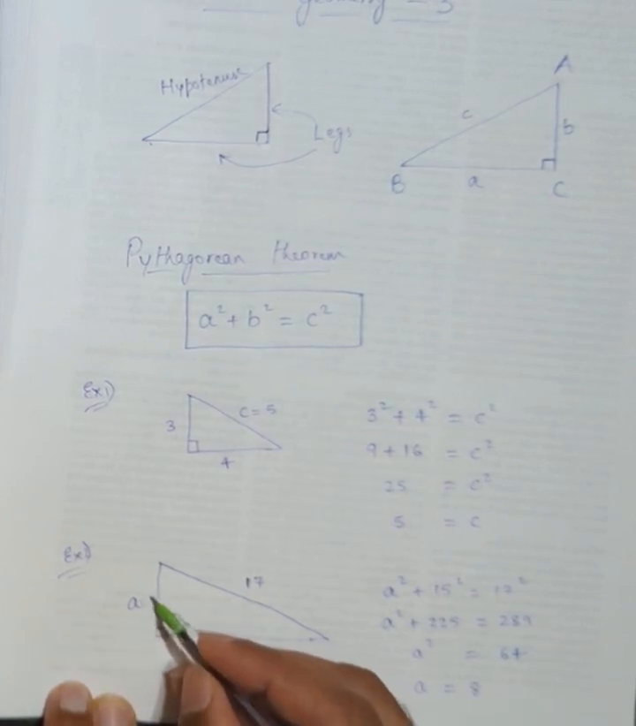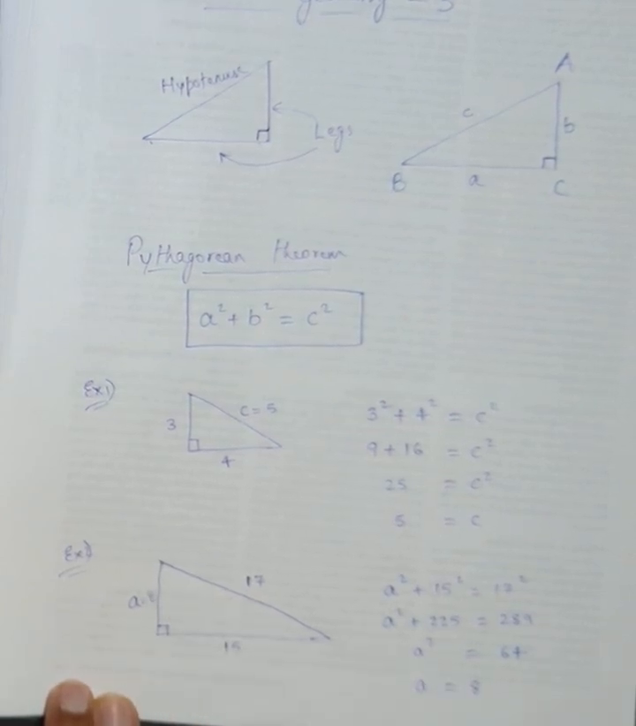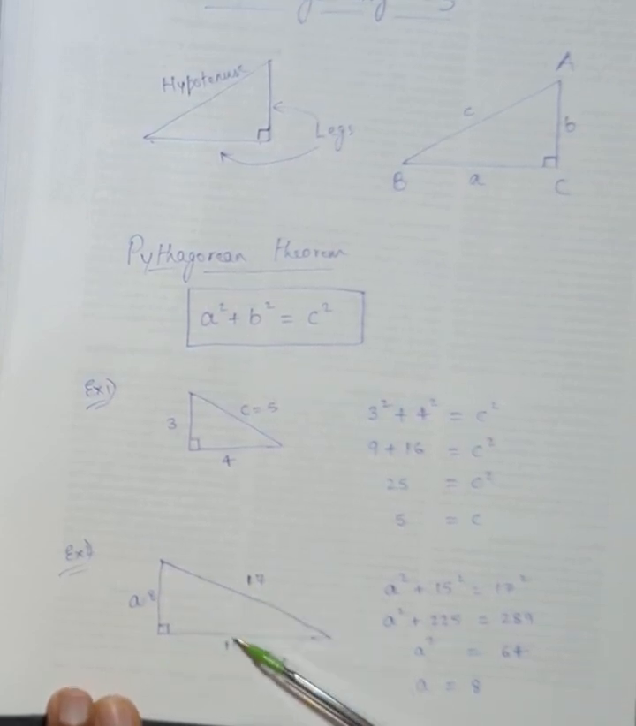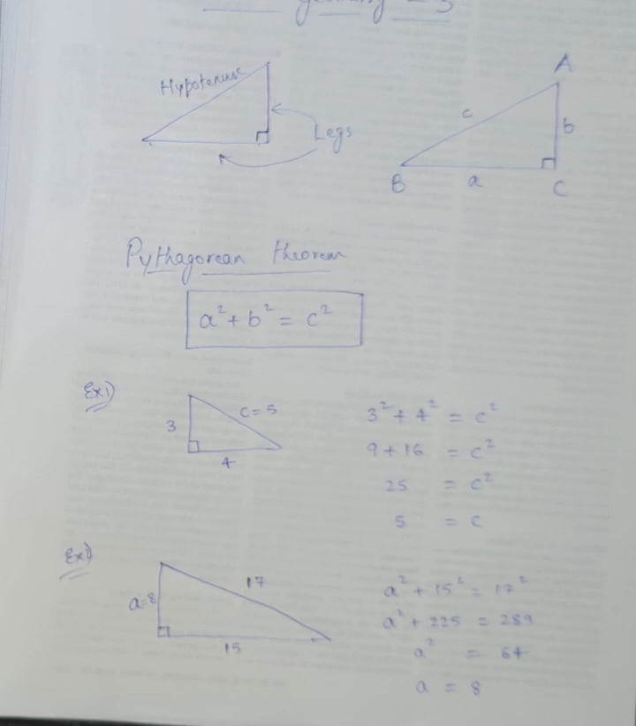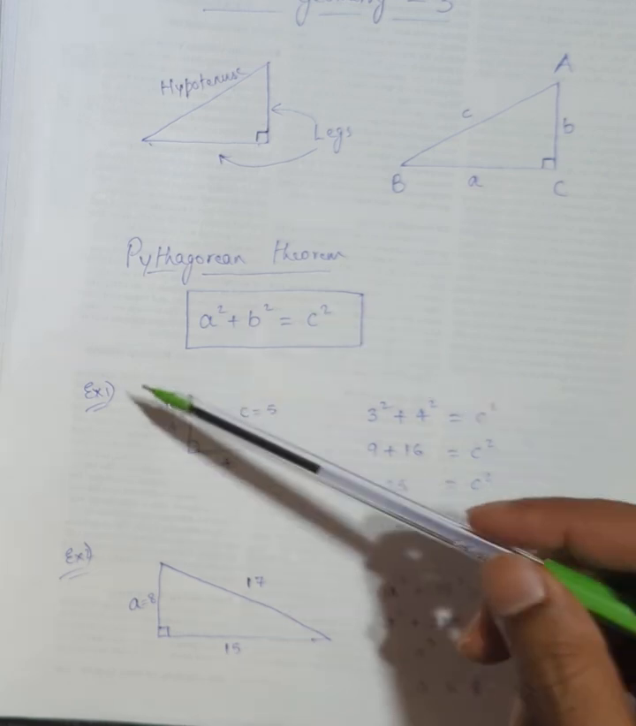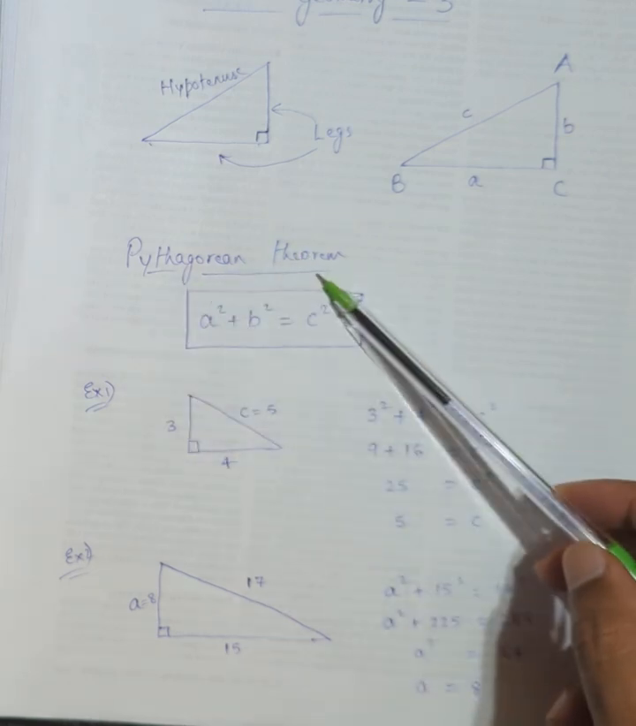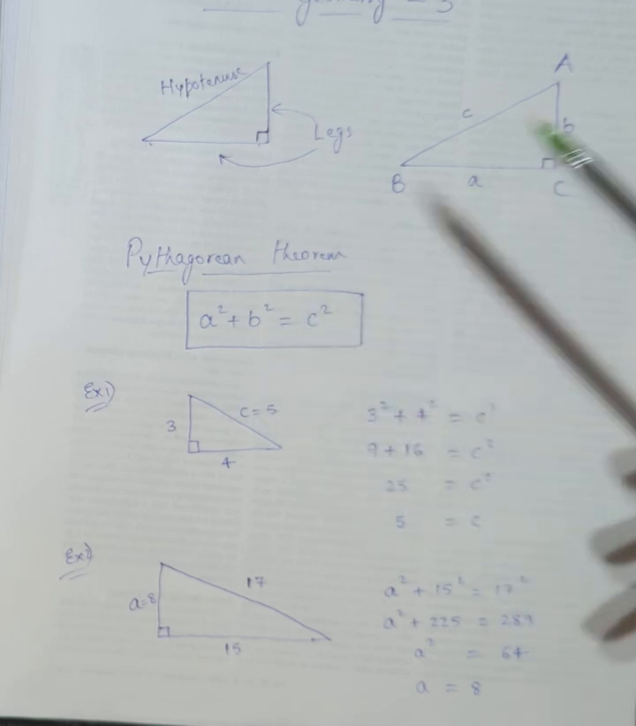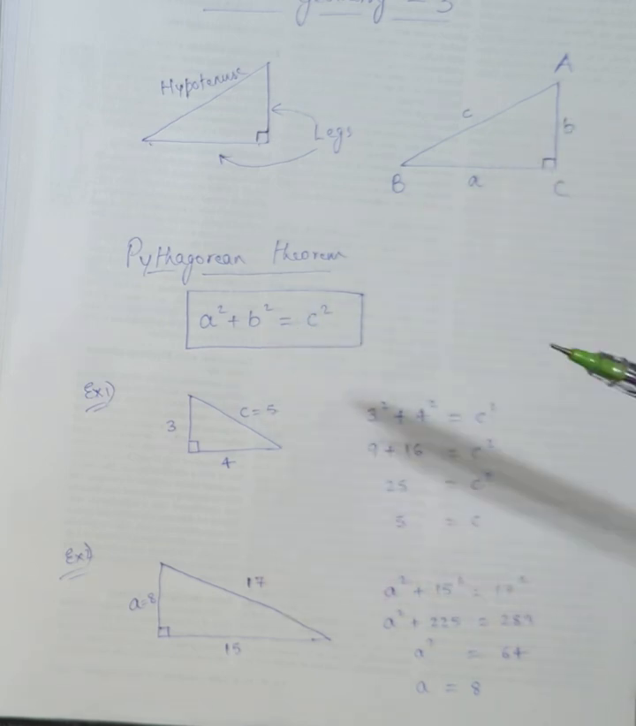So notice we could find the third side if we know two sides. If you know any two sides, you can always find the third side. That's what the Pythagorean theorem says. But it has one limitation. You can only use it for right triangles.